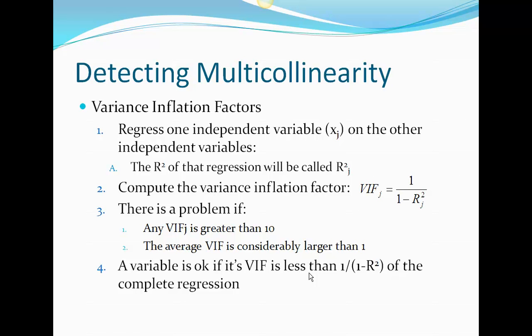So you have a problem if any individual VIF is greater than 10. Now, some people will say if it's greater than 3, if it's greater than 5. 3 and 5 are like trigger points that you're starting to see a problem. 10 is huge. Or if the average VIF is considerably larger than 1, then you're going to have a problem. We would say that any individual variable is okay if its VIF is less than the quantity 1 minus R squared for the entire complete regression.